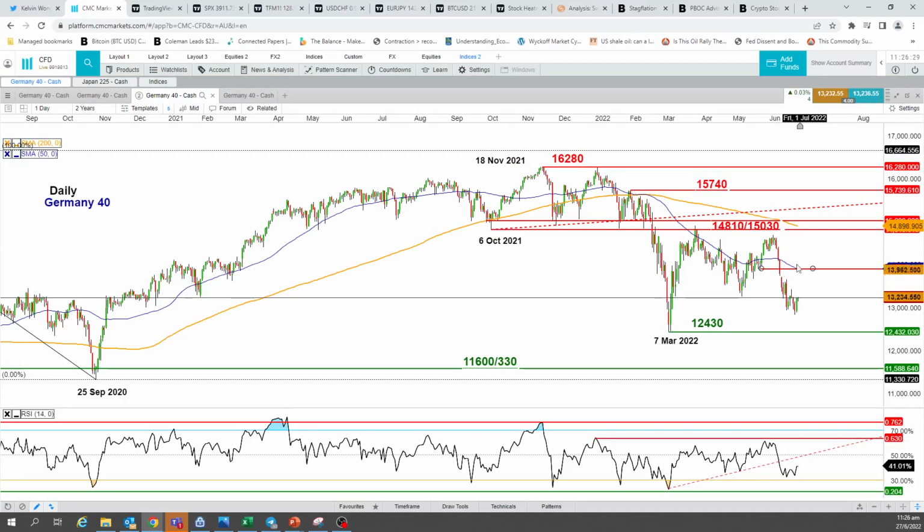For the DAX itself, it is pretty much trapped within a range as well, very similar to the Nikkei 225 or the Japan 225. 7 March 2021 swing low area 12,430, and also failure to surpass above the range resistance at 14,810, 15,030, which is the 200-day moving average.